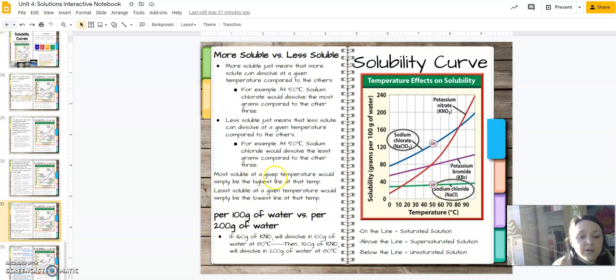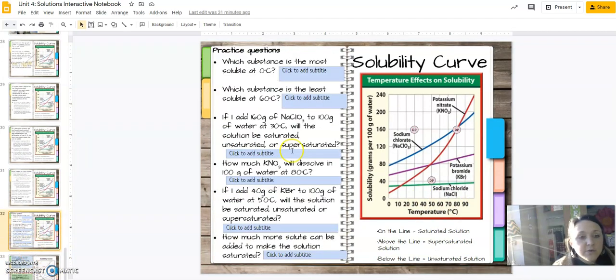So most soluble at a given temperature would be the highest line at that temperature. Least soluble is the lowest line. And it always is going to say per 100 grams of water. If it says 200, that just means whatever answer you found, you would multiply it by 2. So let's look at this right here. Which substance is the most soluble at 0 degrees? Most soluble would be my highest line, which is NaClO3. Least soluble at 60: I go to 60, the least soluble is the lowest line, and that's NaCl.